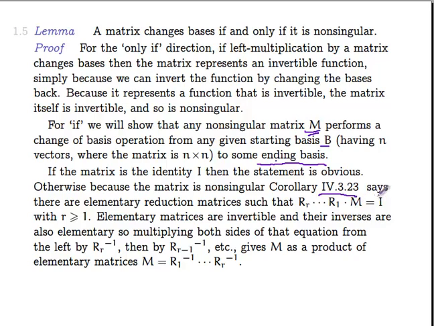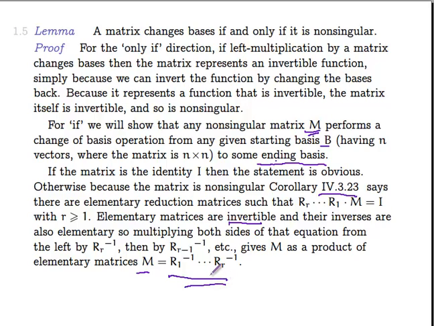this matrix to give me the identity. Remember, this simply corresponds to Gaussian elimination to reduce M to reduced row echelon form. Each one of these elementary reduction matrices corresponds to one row reduction step. Now, elementary matrices are invertible, and their inverses are also elementary. So I can multiply both sides of the equation and express M as a product of elementary matrices.